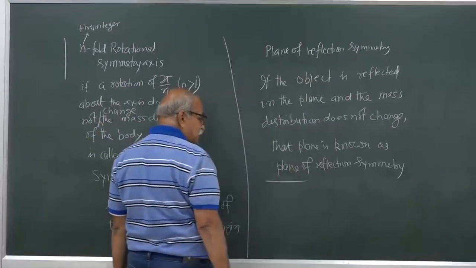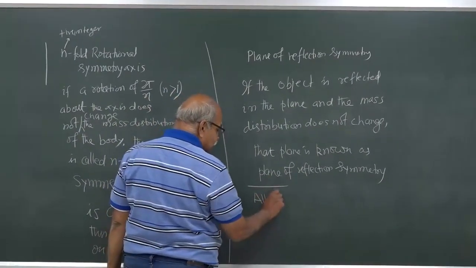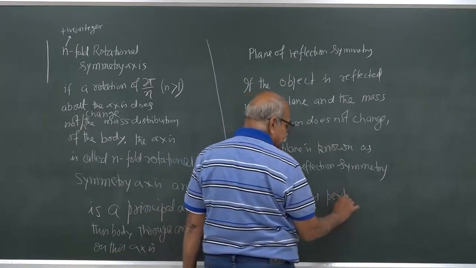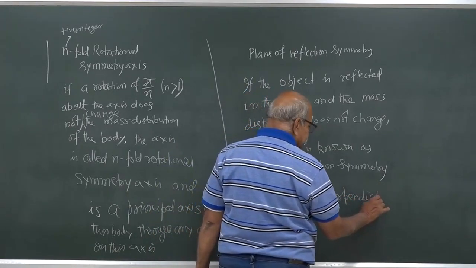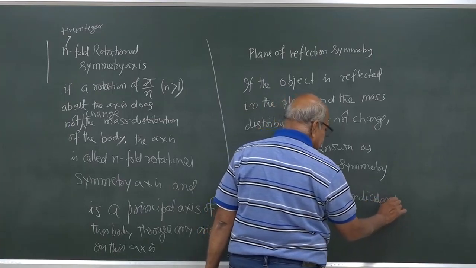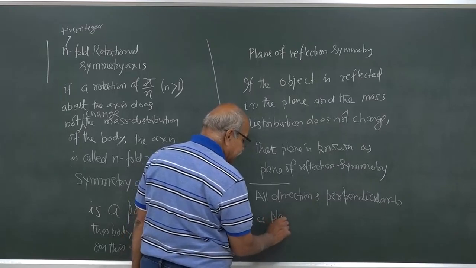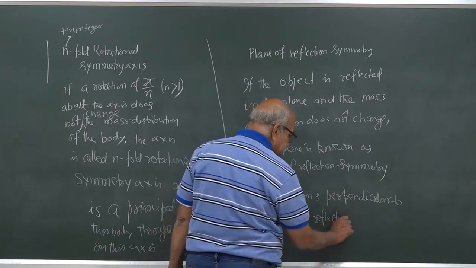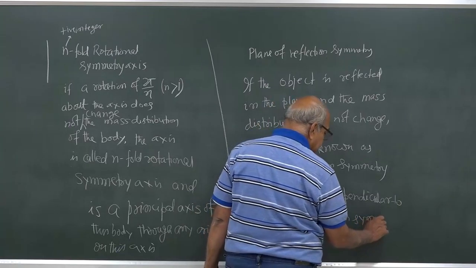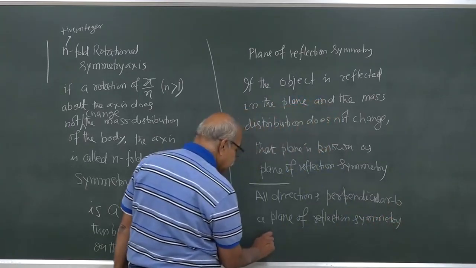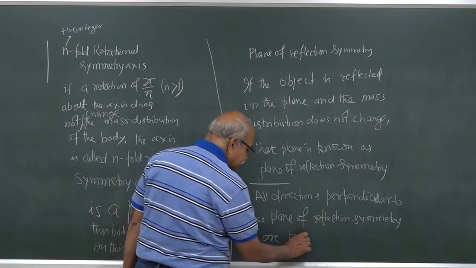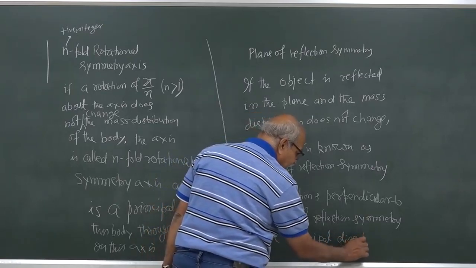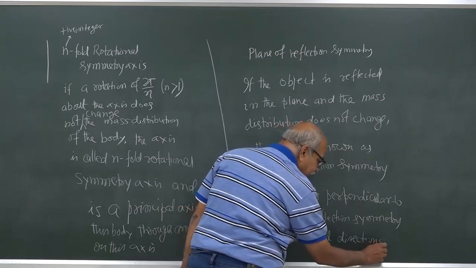And for us the most important thing is all directions or all lines perpendicular to a plane of reflection symmetry are principal directions or principal axis. All such lines are principal axis.